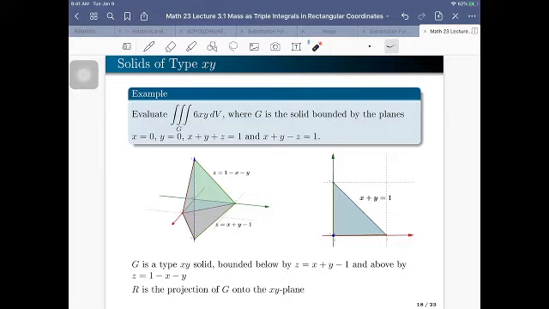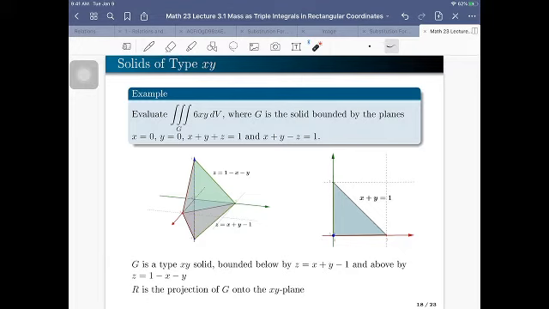So G is a type XY solid because you have a projection onto the XY plane, and the projection is nothing but this triangle over here. And then for each xy on the projection, you can well define the roof of the solid, and the floor of the solid. So G is a solid of type xy, and it's bounded below by z equals x plus y minus 1. It's also bounded above by z equals 1 minus x minus y.